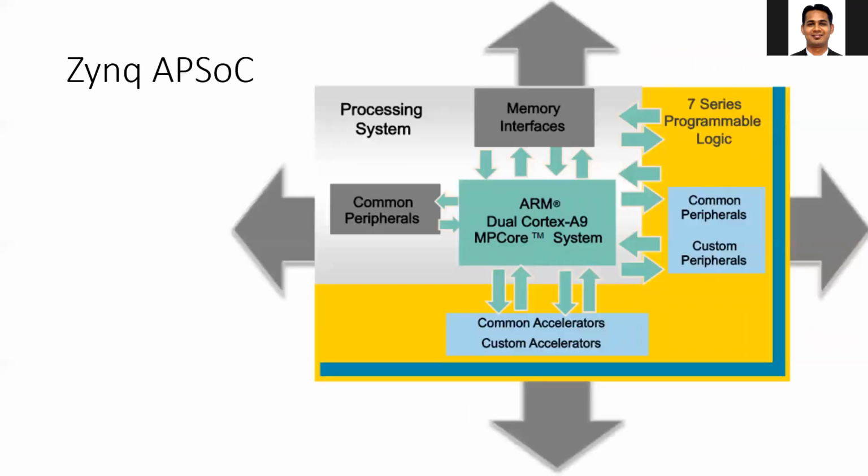So if you look at the architecture here, Zynq AP SoC, that is all programmable SoC, consists of the dual core ARM processor along with the programmable logic, and they are interfaced to each other via AXI interface. And if you count this AXI interface, you will see that there are a total of 9 AXI interfaces available between the PS and PL. In addition, for the processor to communicate with the memory, you have the memory interface. For the processor to communicate with the outside world, you have the common peripherals.